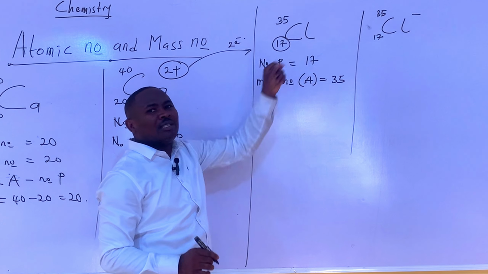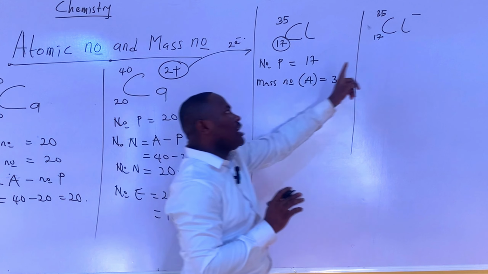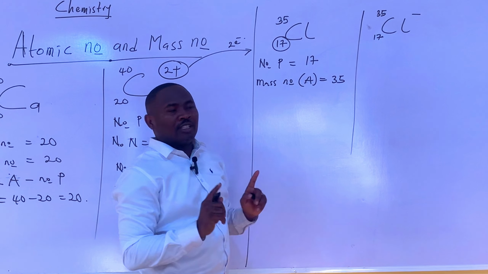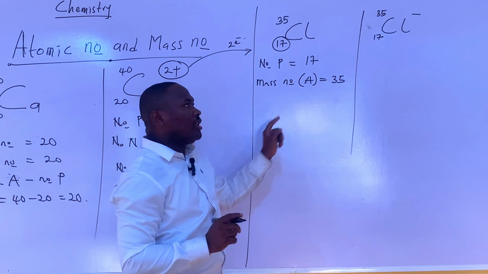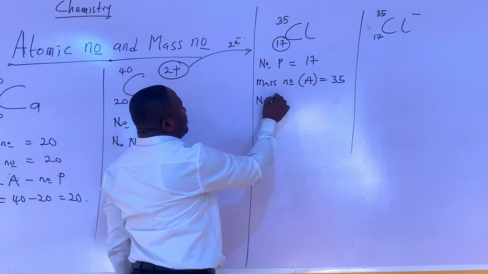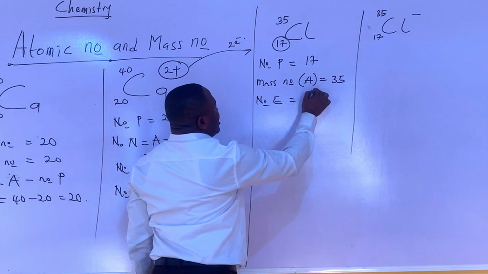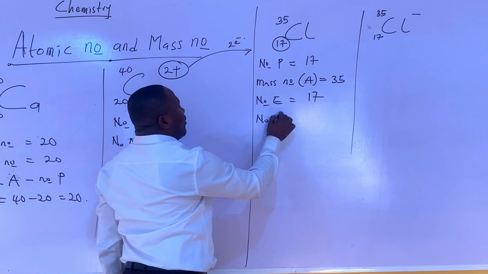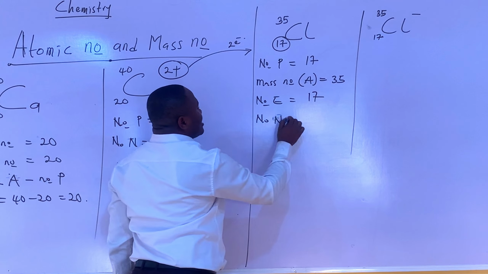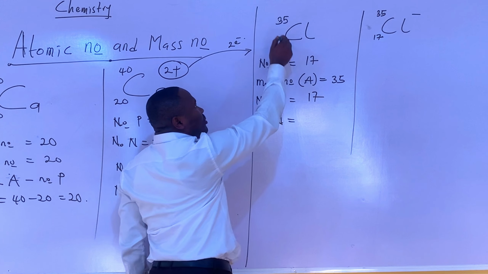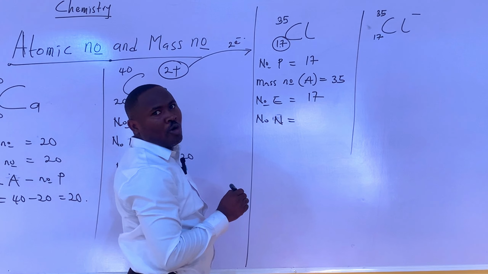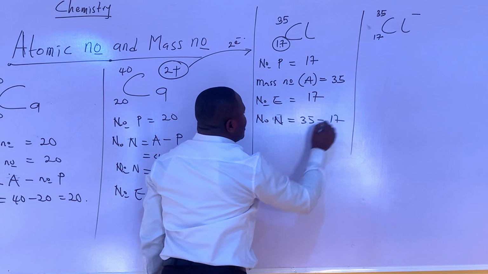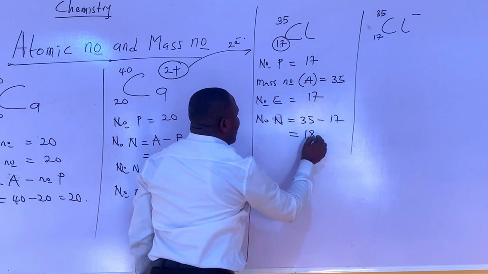Why? Because this atom is electrically neutral. It does not have a charge because it is neither giving out nor receiving electrons. The number of protons is equal to the number of electrons. So I would say the number of electrons in this atom is equal to 17. What about the neutron number? The neutron number of this atom is equal to the mass number minus the proton number, or the atomic number. So it becomes 35 minus 17, which gives us an answer of 18.